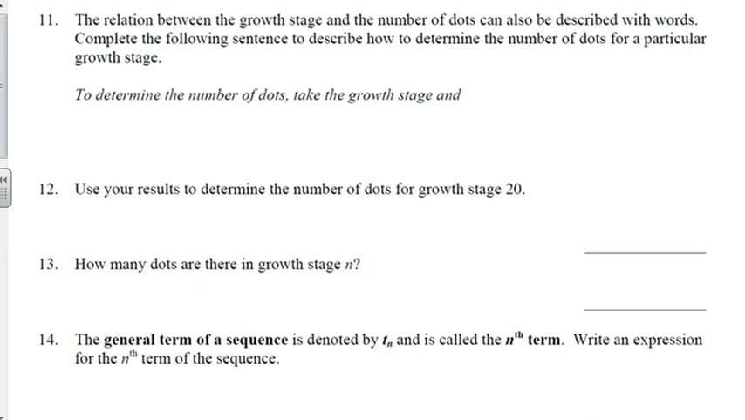So, to determine the number of dots, take the growth stage and do what? If I say, how do we get T10 just using the 10, or how do we get T5 just using the 5, without having to go through the whole thing? Like 6, 13, 20. What's T100? What's T50? Times 7 minus 1. Yeah, times 7. So to determine the number of dots, take the growth stage and multiply by 7. Then subtract 1.